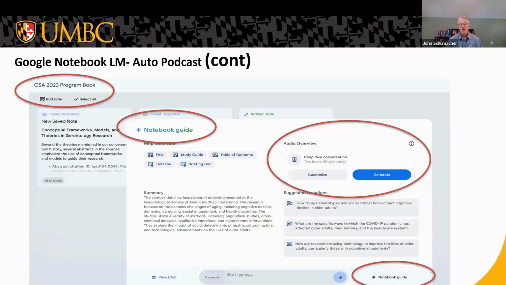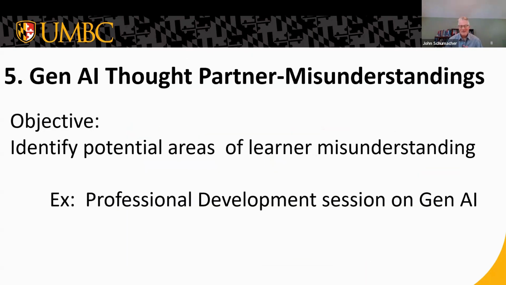If you go to Google Notebook LM, you can use the notebook guide and audio overview, and it'll create a podcast for you for whatever you uploaded into that large language model, Google Notebook LM. So next slide. I know I'm moving fast, but we're trying to get through this material. My last use case is generative AI as a thought partner about misunderstandings. Here I'm trying to identify potential areas of learner misunderstanding. I actually applied that to this workshop, so my example is a professional development session on generative AI. Next slide.